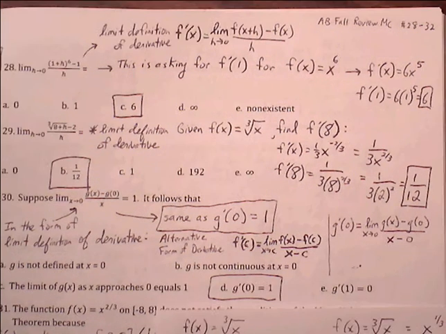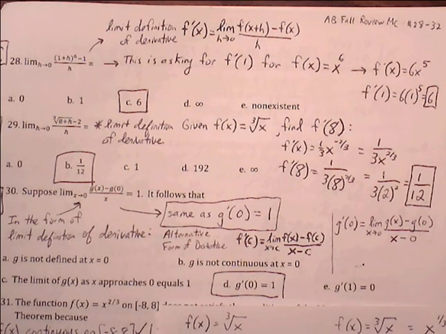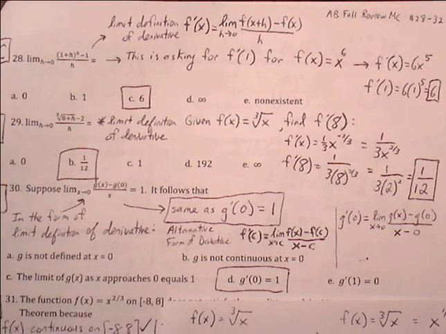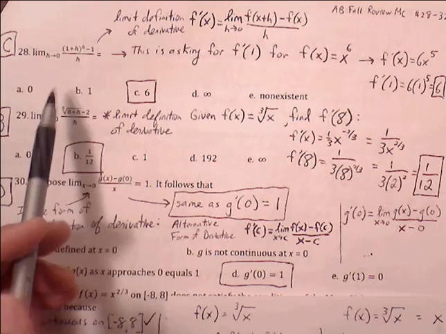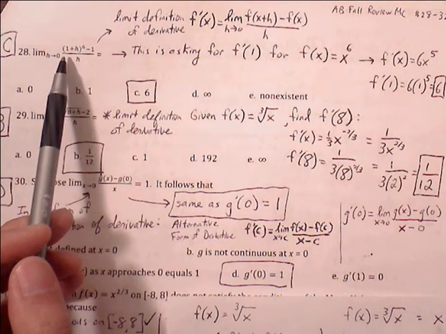This is the AB Fall Review multiple choice packet. This is problems 28 through 32. So if we look at number 28, it's limit as h approaches 0 of (1 plus h) to the 6th minus 1 over h.